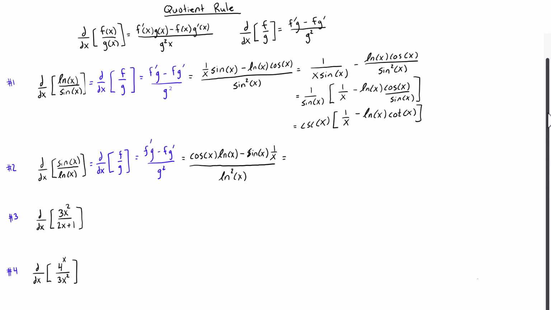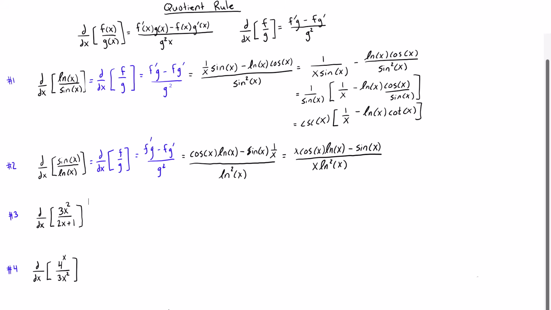So we're going to bring an x down from each term. There isn't an x in the upper left one here, so we're just going to have to add it. So this will be equal to x cos of x ln of x minus sine of x all over x ln squared of x. So that is the final answer for what is the derivative of sine of x over ln of x.